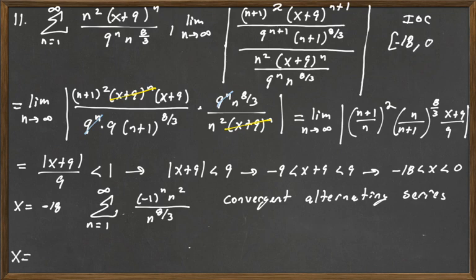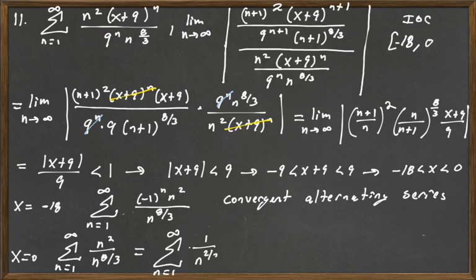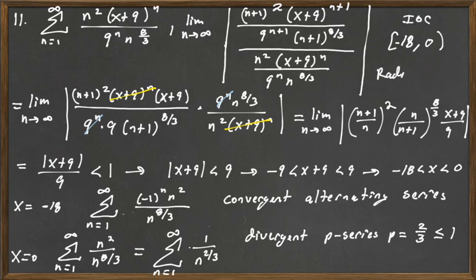Now if we look at x is equal to 0, the power series becomes the sum n equals 1 to infinity of n squared over n to the 8 thirds. That is a p series. It's going to be the sum n equals 1 to infinity of 1 over n to the 2 thirds. And that is going to be a divergent p series, where the p is equal to 2 thirds, and that's less than or equal to 1. So that means we cannot include the right endpoint. Our radius of convergence is going to be 9 here.